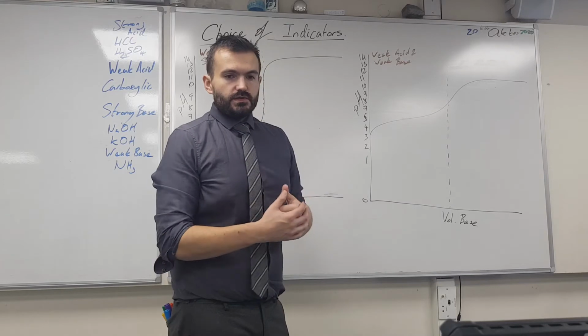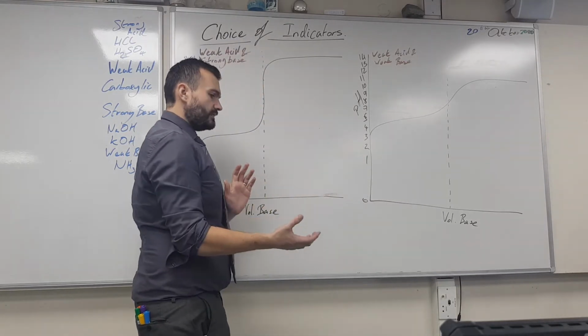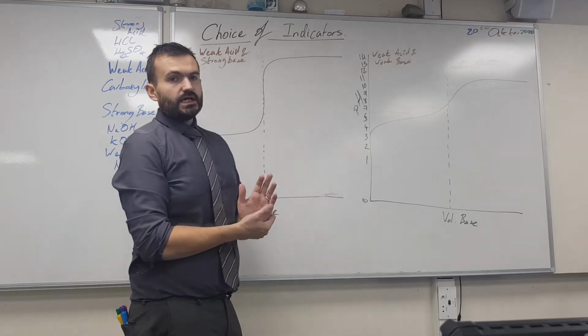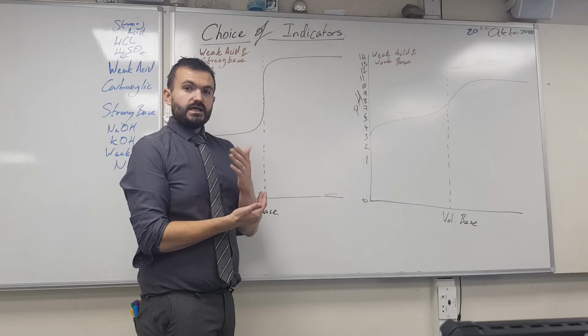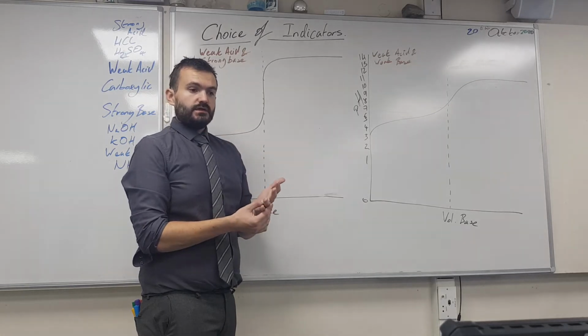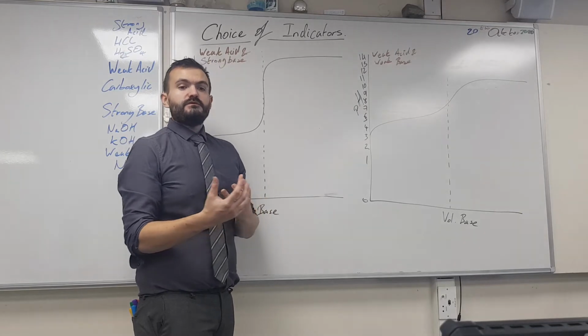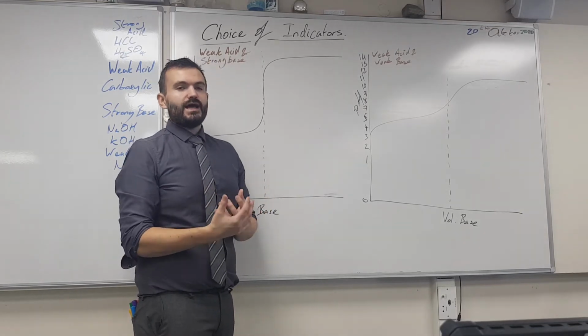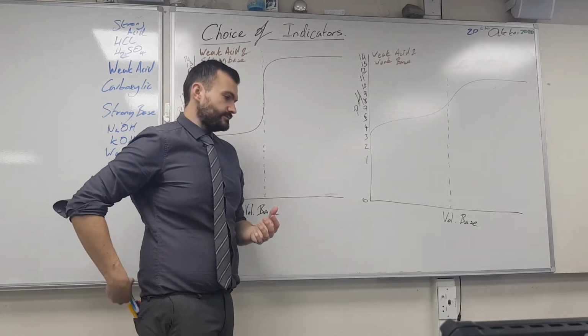So once you've drawn those graphs, we're going to add in some lines to indicate where the indicator changes colour. And where the indicator changes colour, we want it to be on the equivalence point. So if it is, we've effectively got the equivalence point and the end point having the same value, and that will give us the correct concentrations.